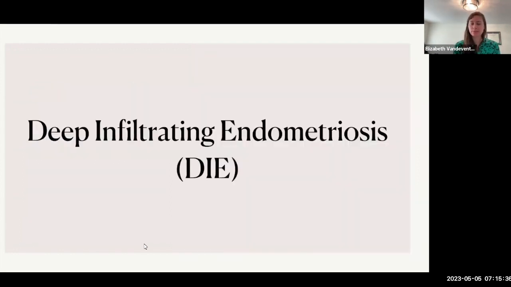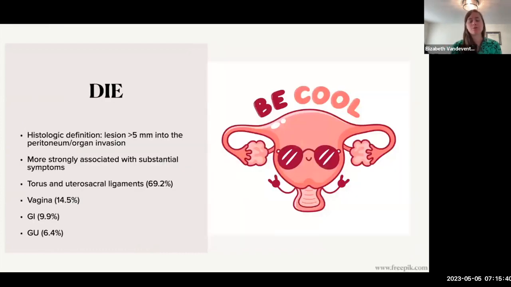So now we're going to talk about deep infiltrating endometriosis. And the important thing about deep infiltrating endometriosis is it's a histological definition. It means that there's a lesion that extends 5 millimeters or greater into the peritoneal or organ surface. It is more strongly associated with symptoms than endometriomas are.